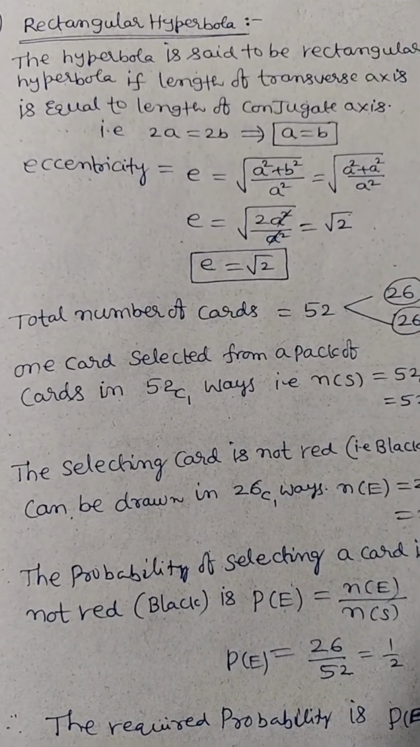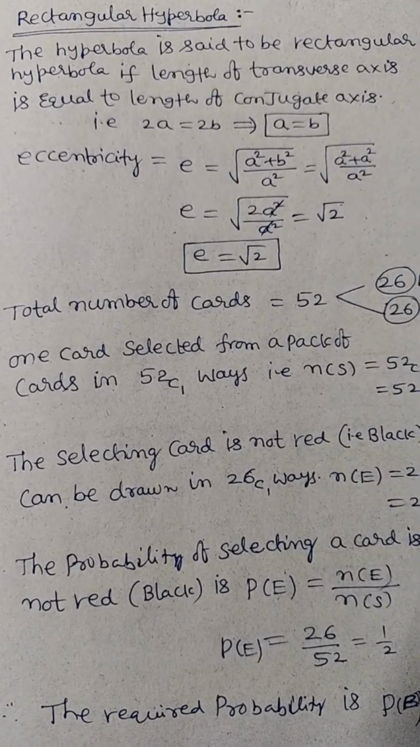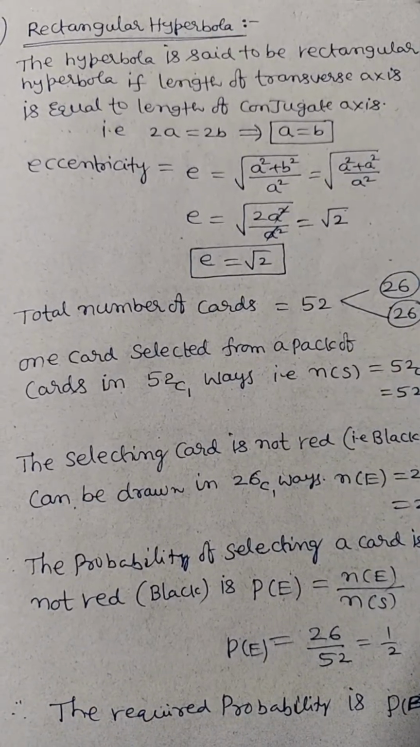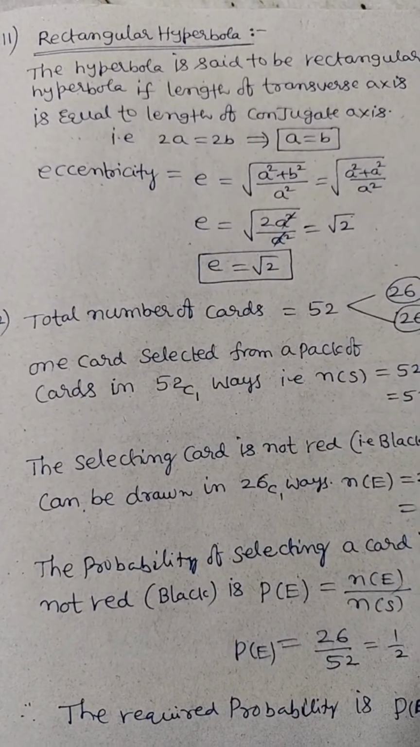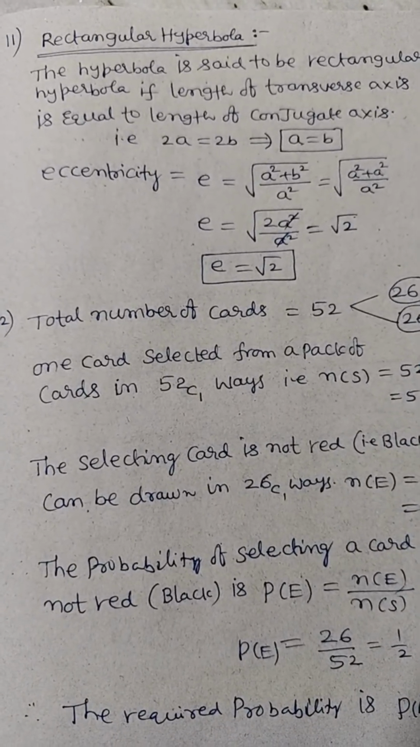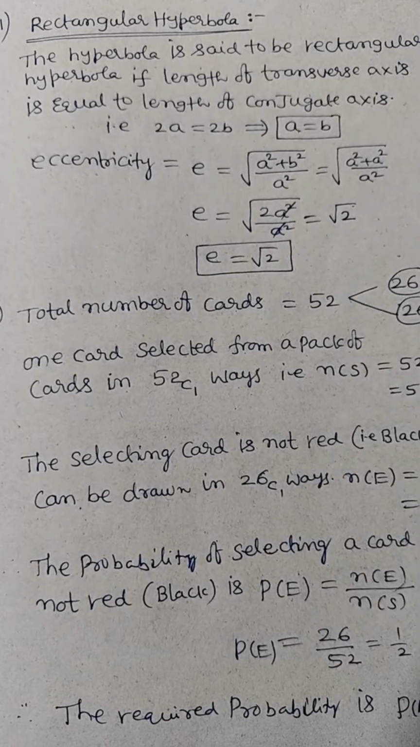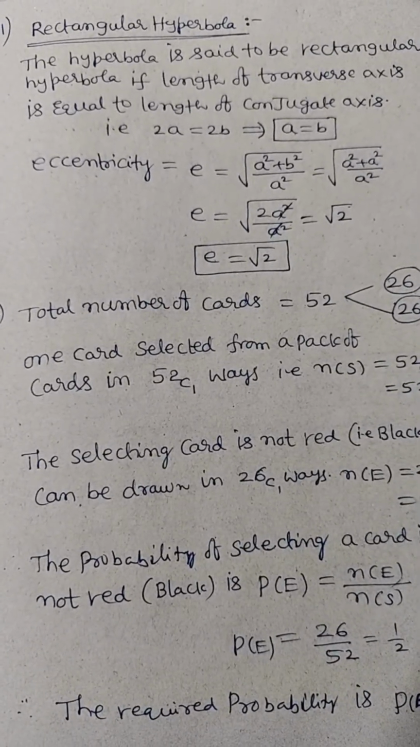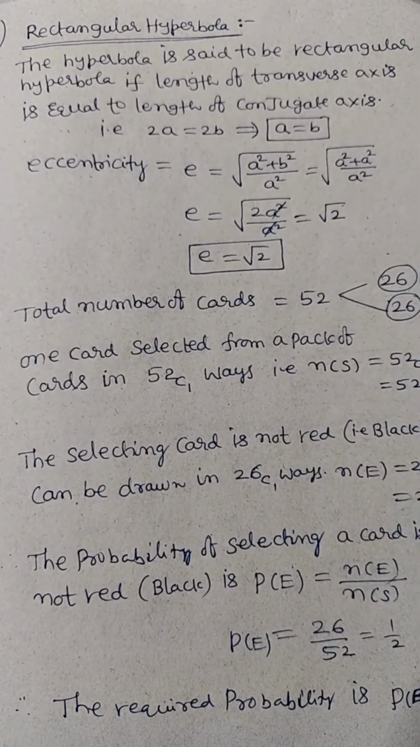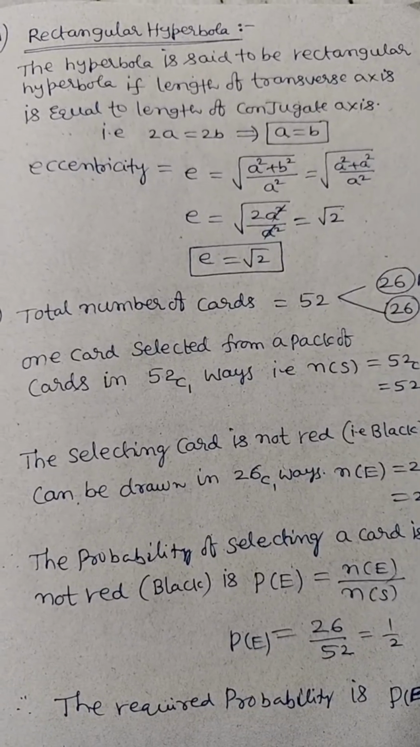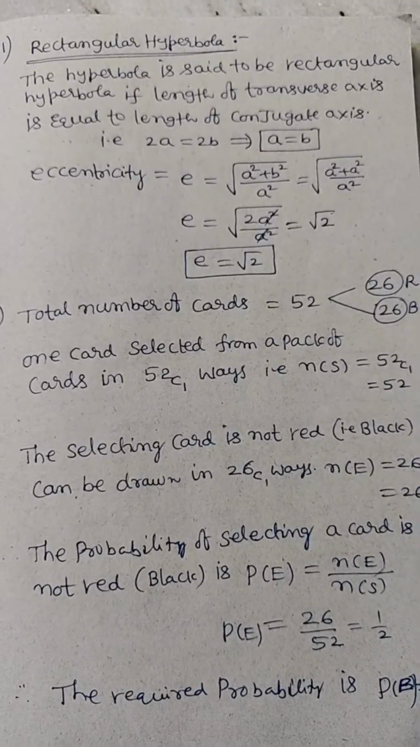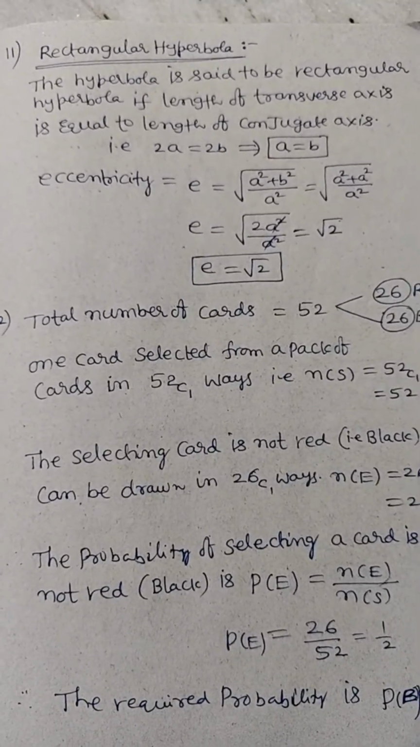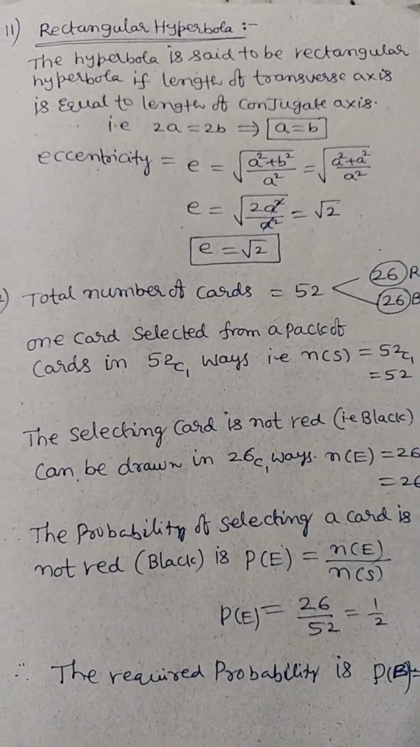That means 2a equals 2b, so a equals b. Generally, the eccentricity formula is root of (a square plus b square) by a square. So a equals b, no? So root of (a square plus a square) by a square, root of 2a square by a square. a square gets cancelled, root 2. Therefore, the eccentricity of a rectangular or equilateral hyperbola is e equals root 2.